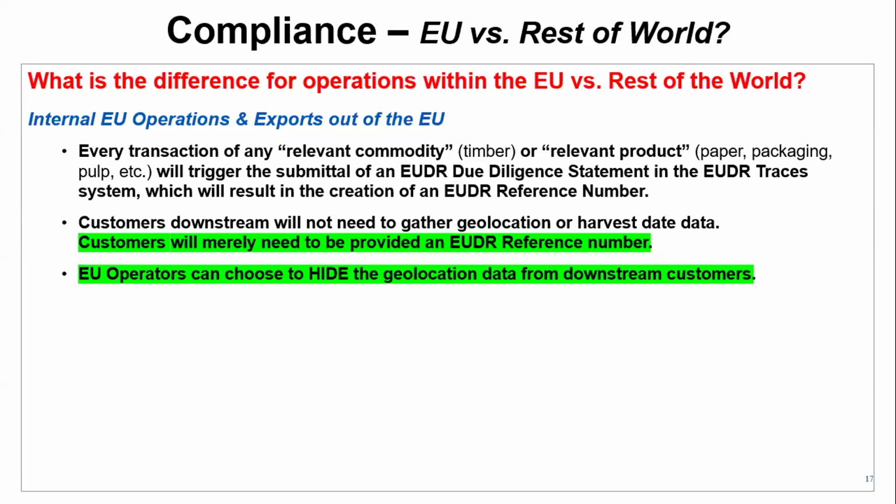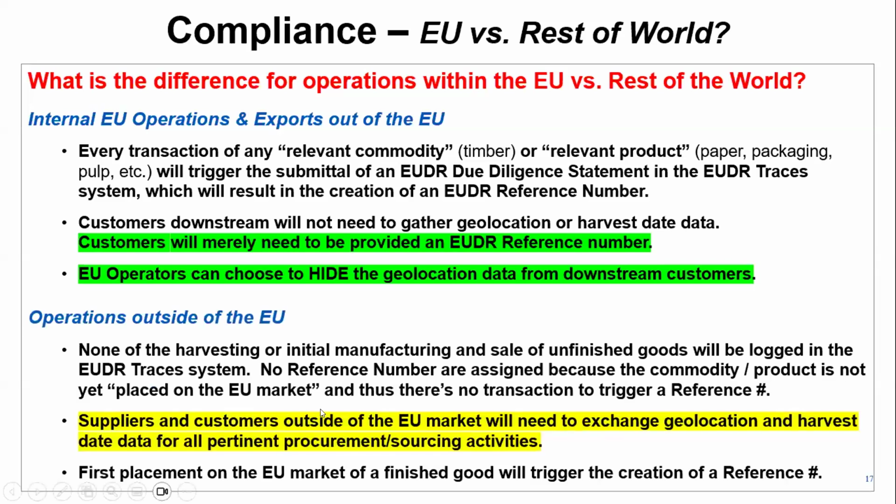Only the reference number will need to be passed on down the supply chain. And in the EU, when you're interacting with this IT system, you can hide the geolocation data to protect your sources. Very important. However, outside of the EU, you cannot upload your harvest site and create a reference number because your landowner is not in Europe. I'm venturing to bet you're not harvesting directly from lands in Europe. Maybe you're getting pulp, but you're probably not getting timber.